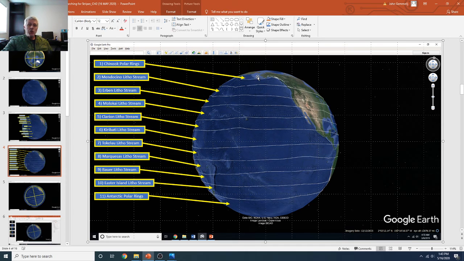So up here you have the Chinook polar rings, because there's what? There's 9 polar rings, right? And then you have the Antarctic polar rings down here in zone 11. And these are not numbered in zones of strength. They're numbered in numerical order from top to bottom. Okay, so the Antarctic polar rings, which are another set of 9, because we are currently living in the Jupiterian 9-stripe period. That means that the last 2 massive impactors from outer space clobbered us recently, geologically speaking.